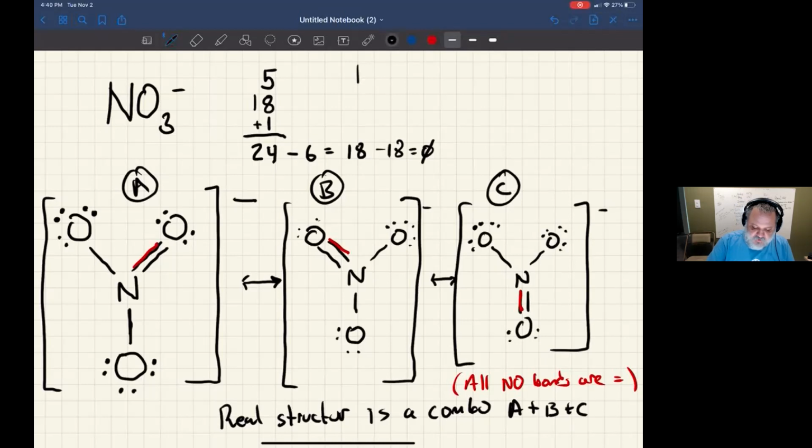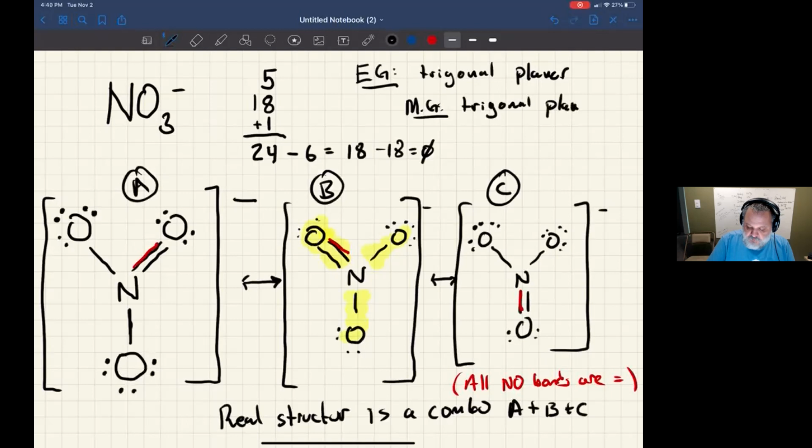Okay, let's talk about the electron geometry. The electron geometry is trigonal planar. It doesn't matter which one we look at. There are 1, 2, 3 electron groups. There are no lone pairs, so the molecular geometry is also trigonal planar. We know that with trigonal planar geometry, the bond angles work out to be 120 degrees.